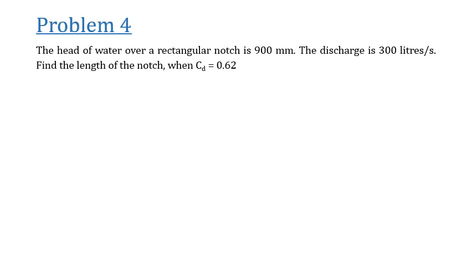So the fourth numerical is: the head of water over a rectangular notch is 900 millimeter. The discharge is 300 liters per second. Find the length of the notch. Take CD 0.62.